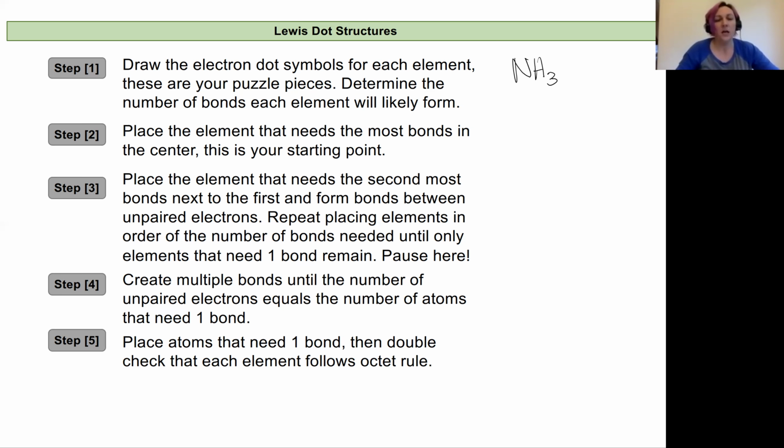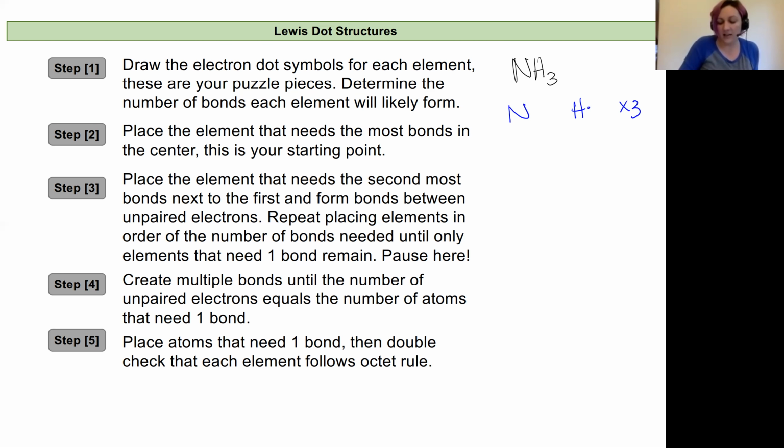All right. So first, you're always going to take a chemical formula and try to build a Lewis dot structure. Step 1 is to draw the electron dot symbols for each element. These are going to be your puzzle pieces, and that's all we're going to do. We're going to treat this like a puzzle, so it's not a big deal. All right, so I have nitrogen and I have hydrogen, and I've got 3 of these hydrogen atoms.